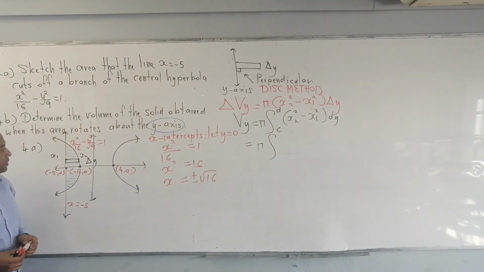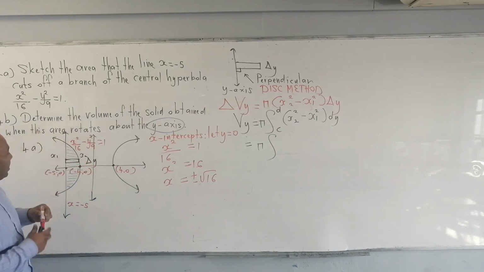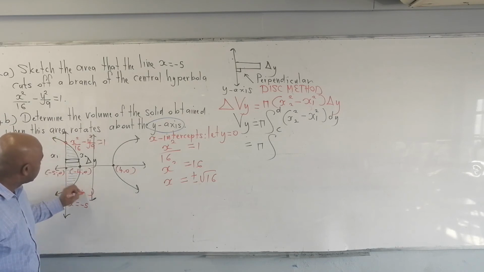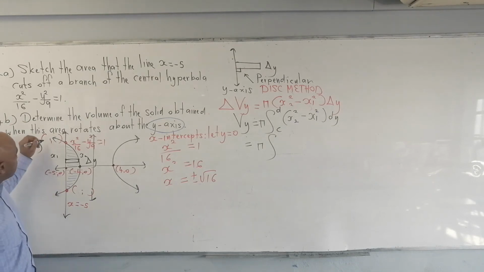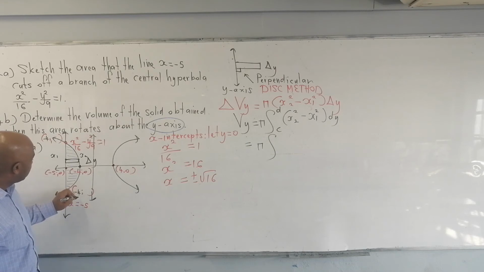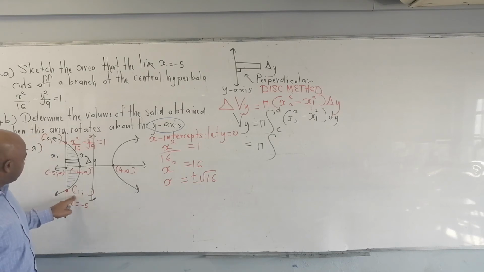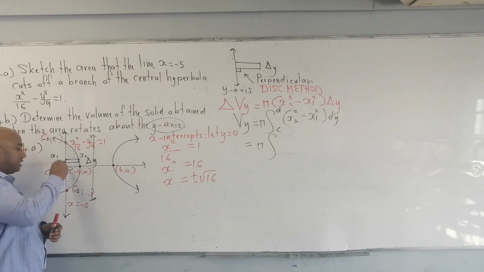Now, what we do is, we go to the height. We are dealing with delta y, so we need to know what is the y value at this point here. What do we know about that point? We know that x is equal to minus 4. Sorry, not minus 4, x is equal to minus 5. But that is not what we require. We want the y value at the point.